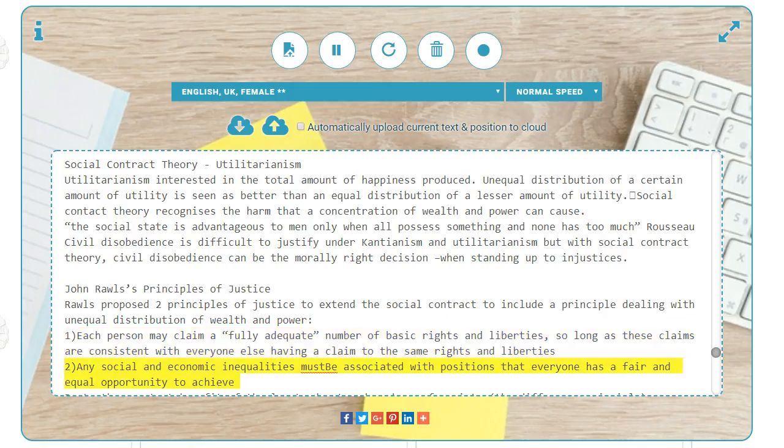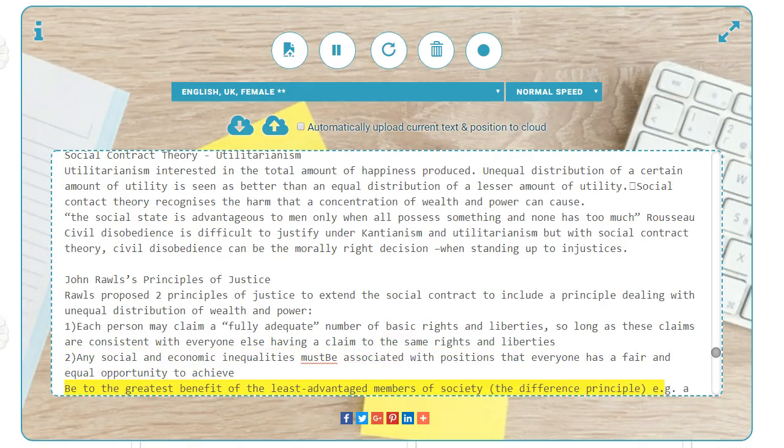2. Any social and economic inequalities must be associated with positions that everyone has a fair and equal opportunity to achieve, and be to the greatest benefit of the least advantaged members of society. This is the difference principle. E.g. a graduated tax system where people with higher incomes pay a higher percentage of tax.